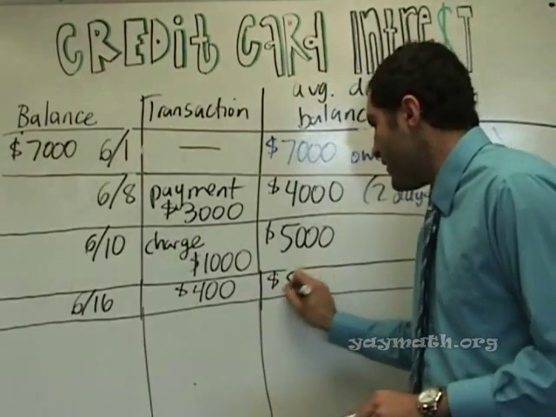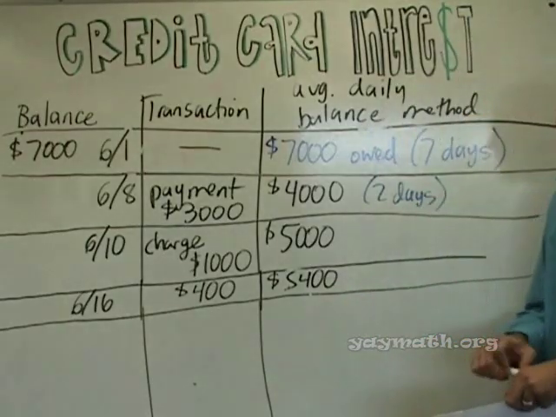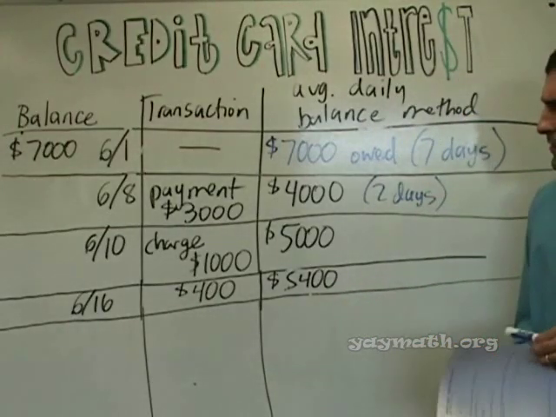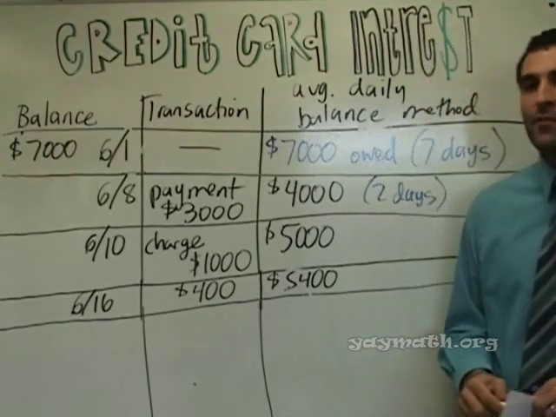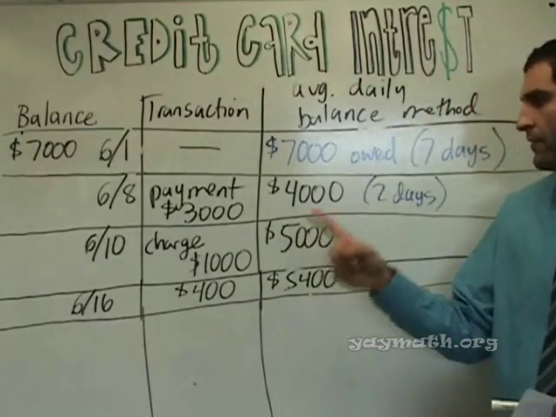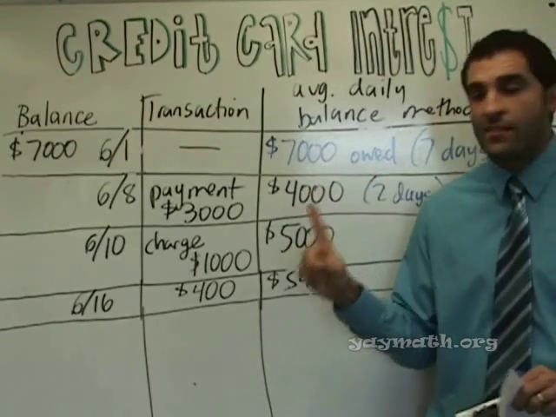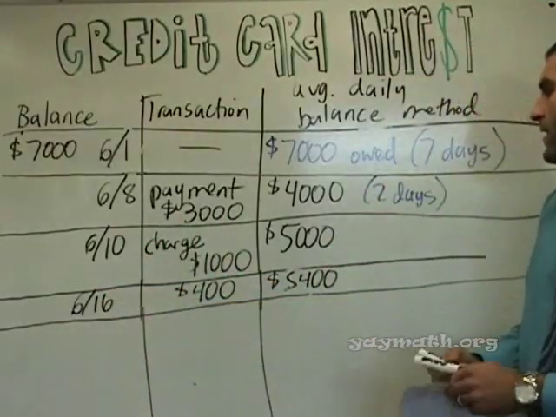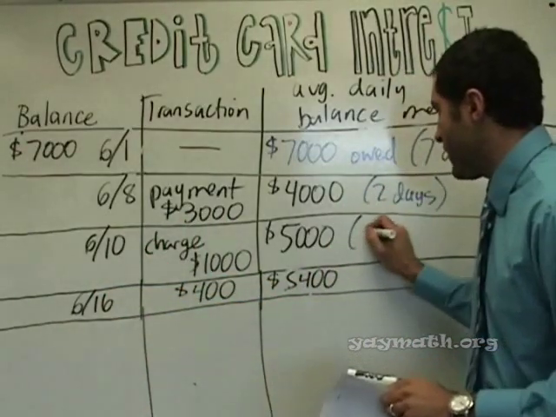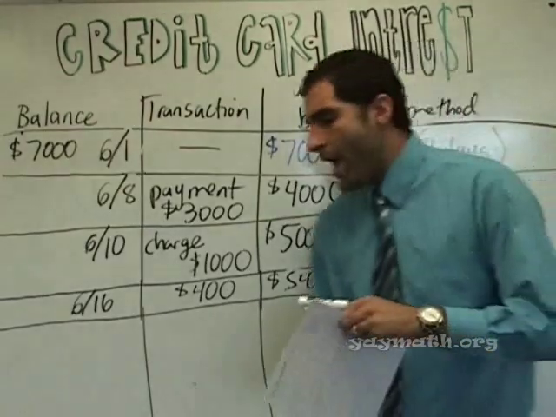What's my next question? How long did we owe $5,000? Well, we could count it up if you're ever confused. 10th, 11th, 12th, 13th, 14th, 15th. Very good. 6 days, because on the 16th, that changed. So this was indeed 6 days. Any questions about why we're doing this?